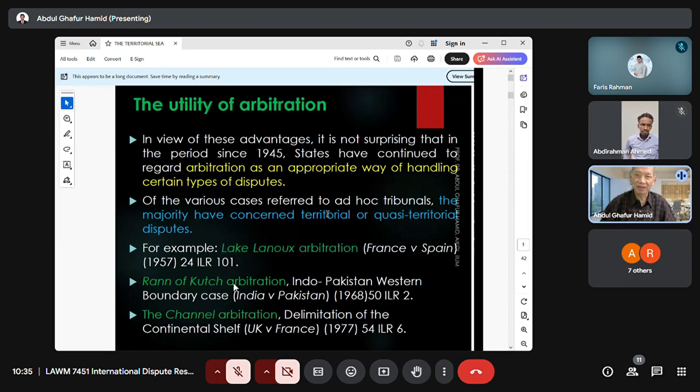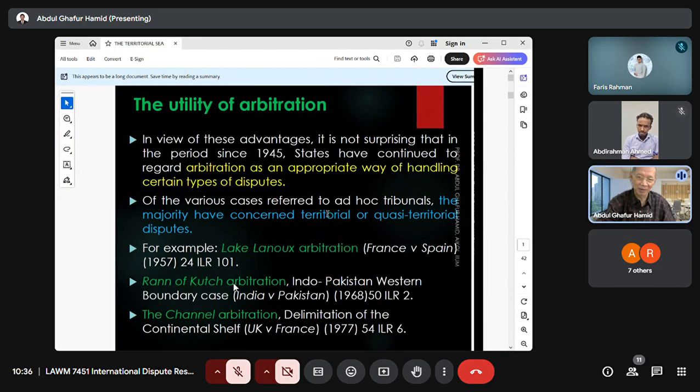Because of these advantages, arbitration is accepted as an appropriate way of handling certain types of dispute, especially maritime law disputes and territorial disputes. Even in the past, they did not even go to the ICJ. They went to arbitration for territorial disputes.